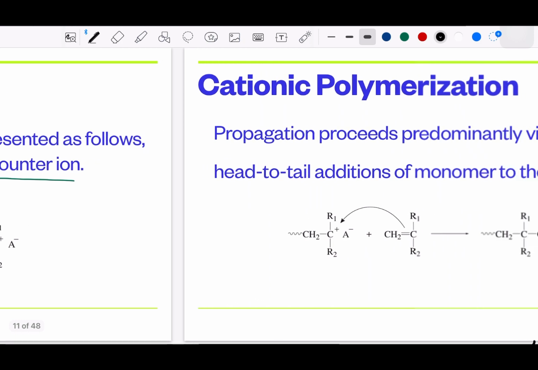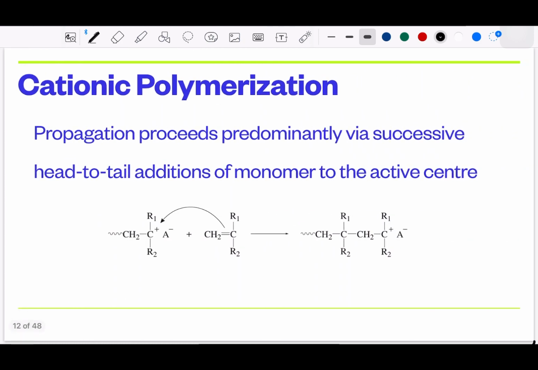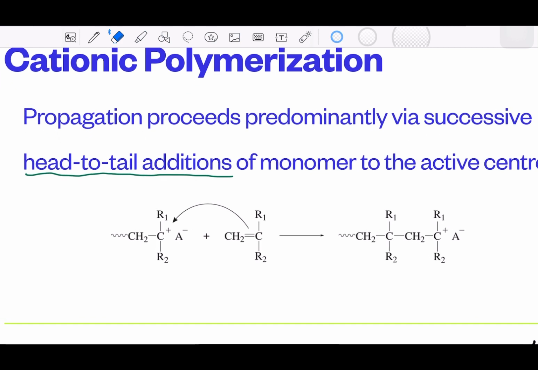Okay, and then the propagation, as we see, goes by what we call head-to-tail additions. This is what we discussed before. So we see that it is going to donate electrons, donor electrons, from the double bond to the active centers, which it can polymerize.